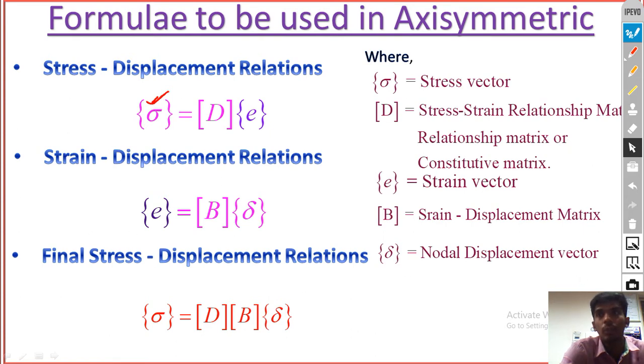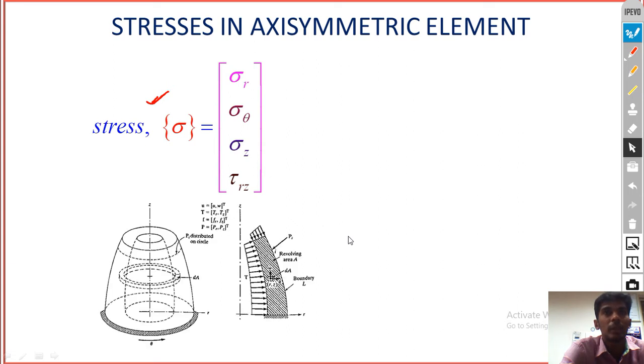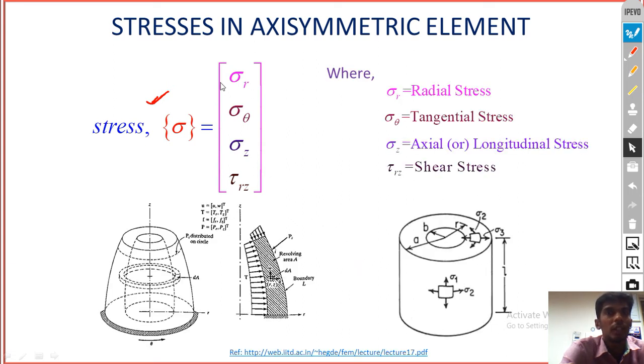Now we can move on to the axisymmetric condition. For the stresses in the axisymmetric condition, in the previous slide itself I have mentioned these stresses. Once again repeated: radial stress, tangential stress, and also normal stress along the z direction. Sorry, y direction means z direction. And the shear stress rz.